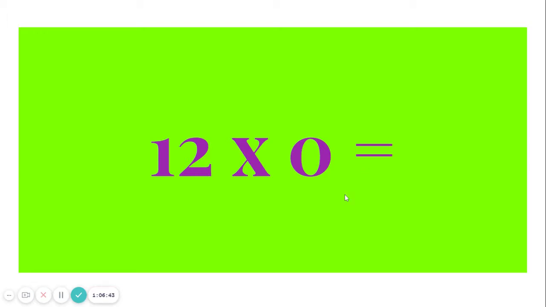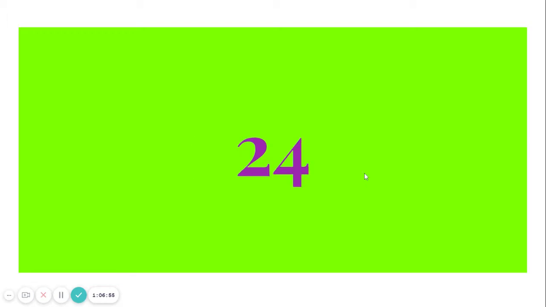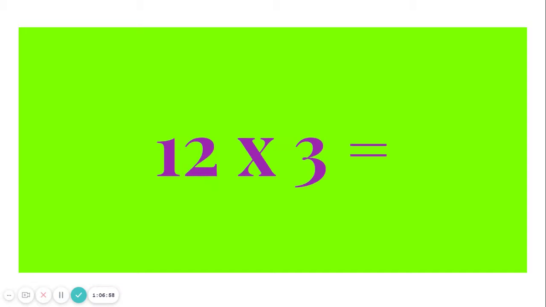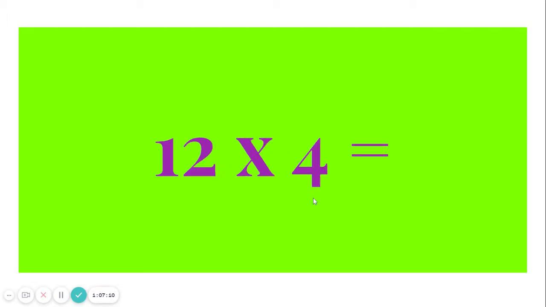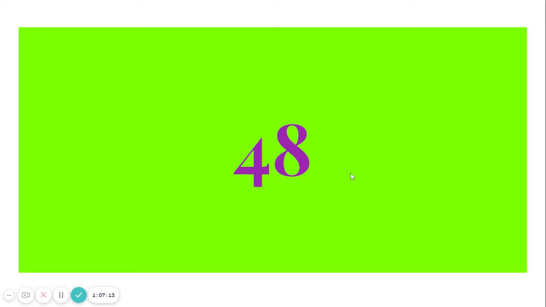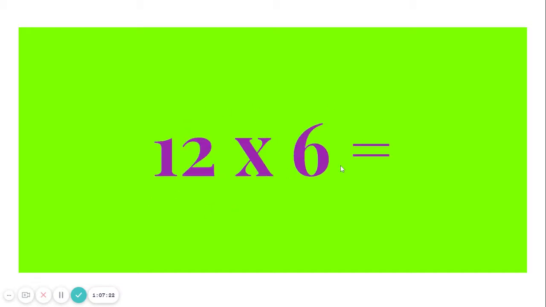12 times 0 is 0. 12 times 1, 12. 12 times 2, think about doubling it, 12 and 12, 24. 12 times 3. Now check this out. We can do 3 times 2 and 3 times this 10, 36. 12 times 4, 48. 12 times 5, think about the clock. How many minutes in an hour when it gets all the way around to the 12? 60.